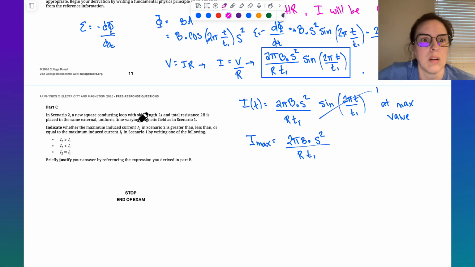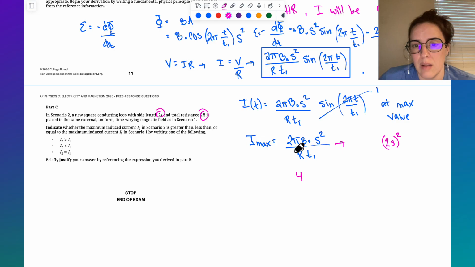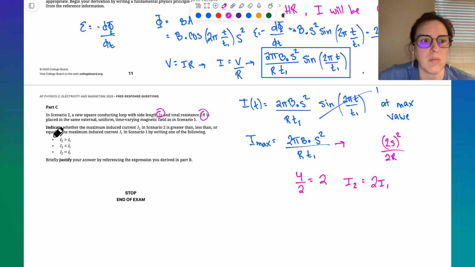So now we are doubling the side length and we're doubling the resistance. So if I double the side length, that's going to give me 2s squared. So I'm going to pick up a factor of 4 in the numerator. And if I double the resistance, I'm going to pick up a factor of 2 in the denominator. So that I max is going to be twice as big. So I2 is going to be twice as big as I1 at its maximum value. So I2 is going to be greater than I1.